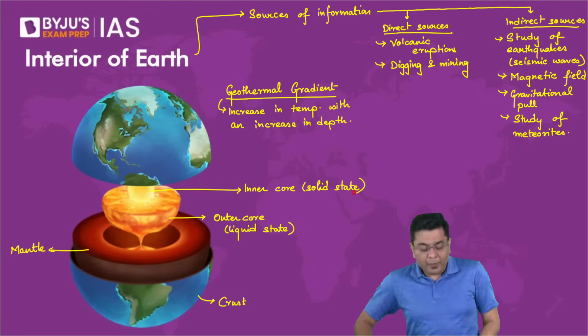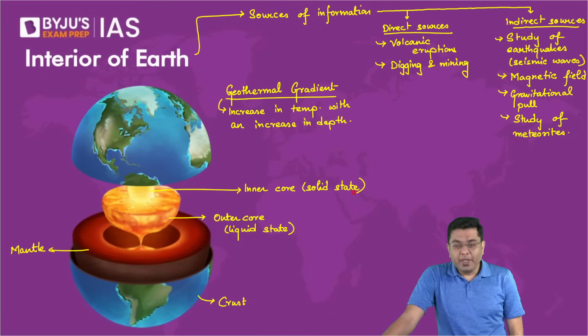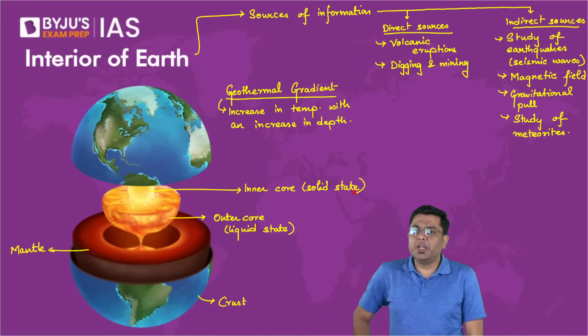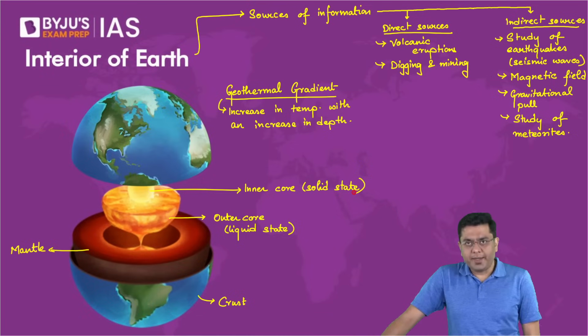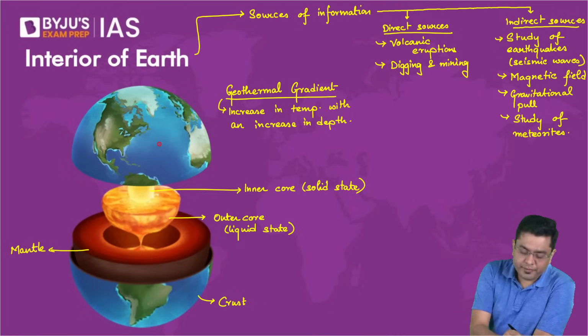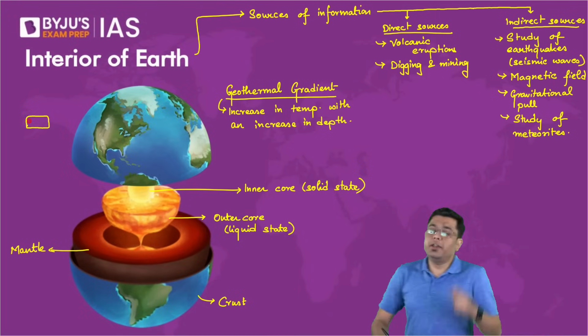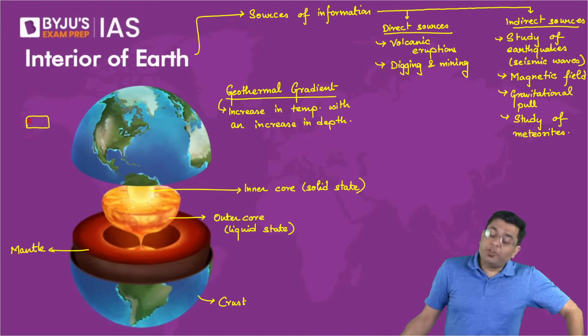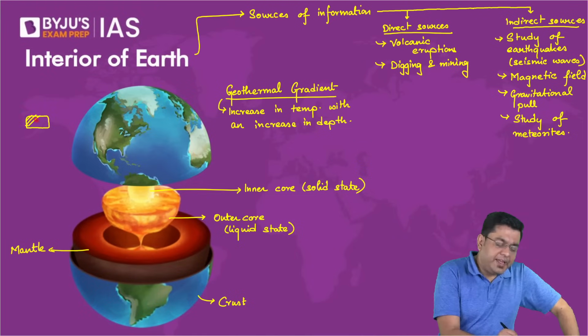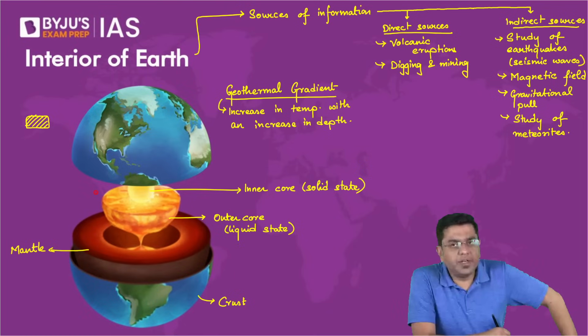Okay. Now, the inner core is in solid state. The outer core is in liquid state. Despite the very high temperature, the inner core is still in solid state. Why is that? Let us understand that with the help of the basics here. Let's suppose we consider a solid object. Now, this solid object, if I heat it up, it will melt, isn't it?